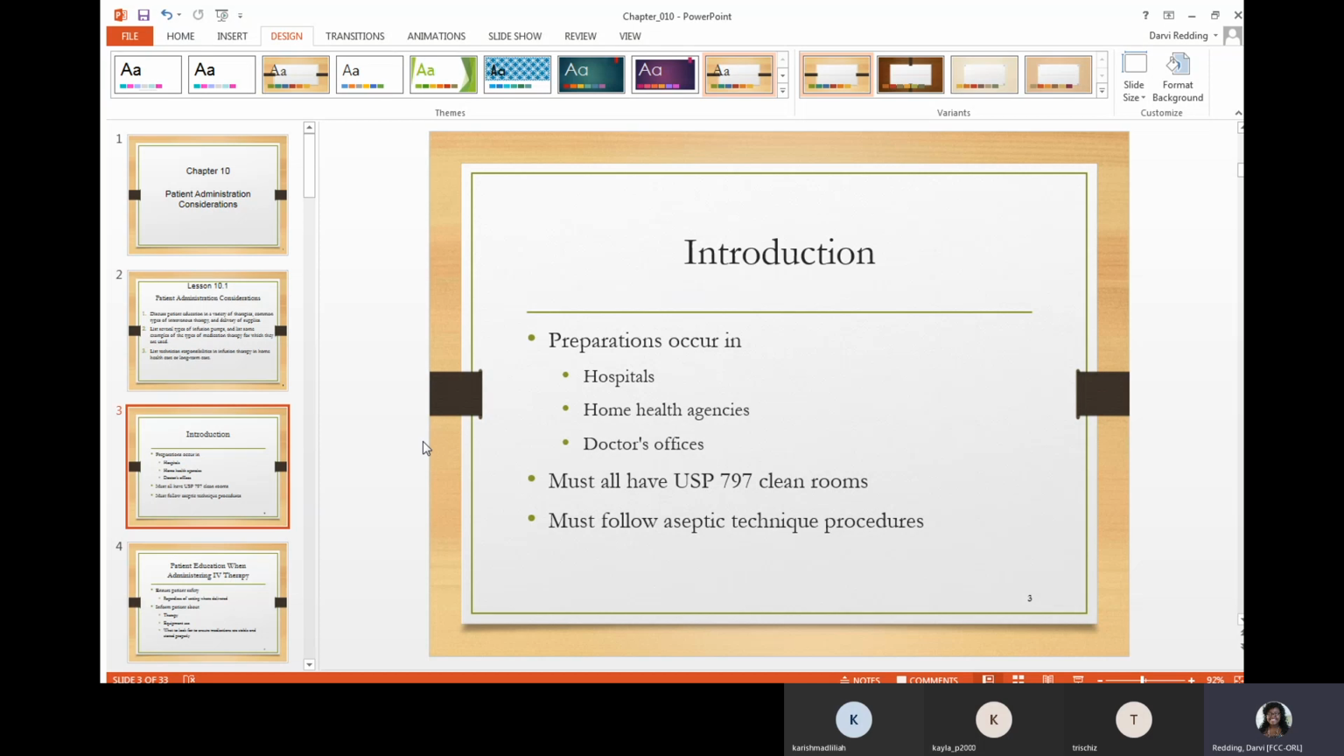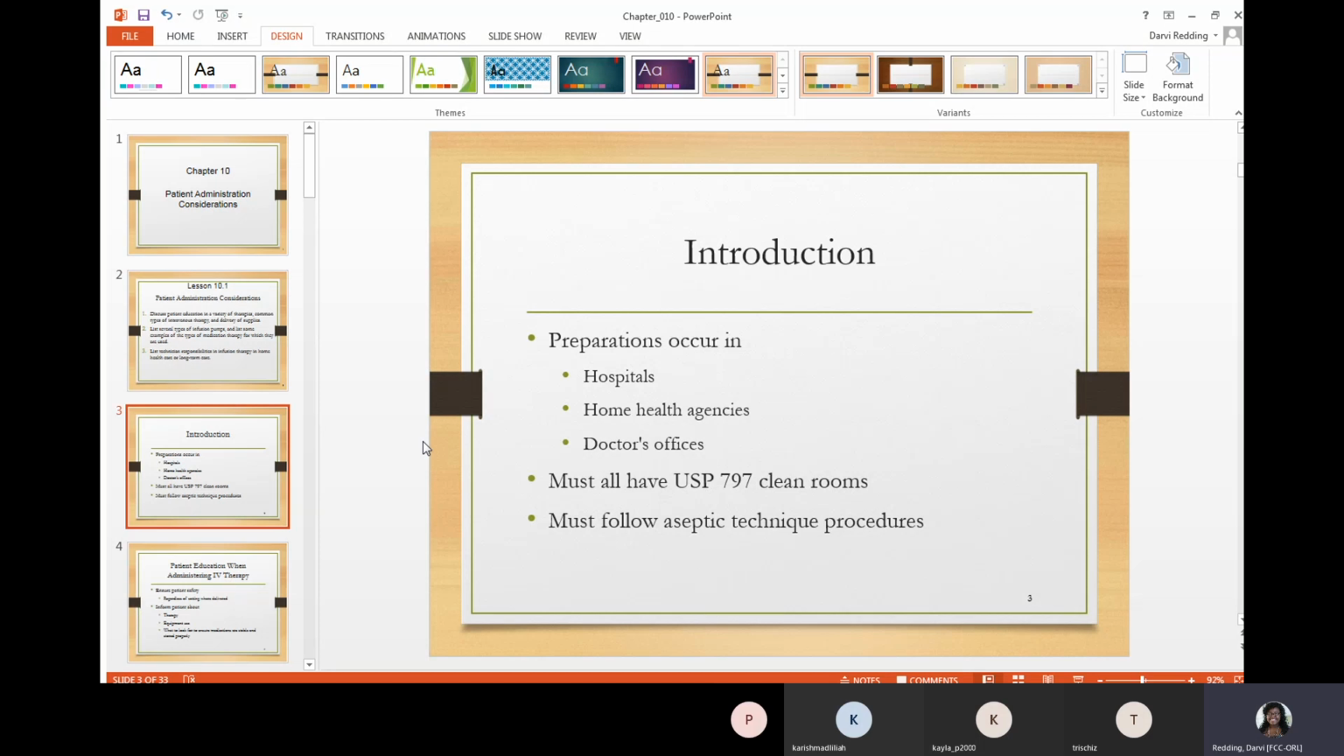sterile compounding. We've learned over the past few weeks that there are different guidelines when it comes to compounding. So you have non-sterile compounding, which is USP 795, sterile compounding being USP 797, and then you have hazardous compounding, which represents the guidelines from USP 800. So anytime IVs are prepared, aseptic technique procedures must always be followed.